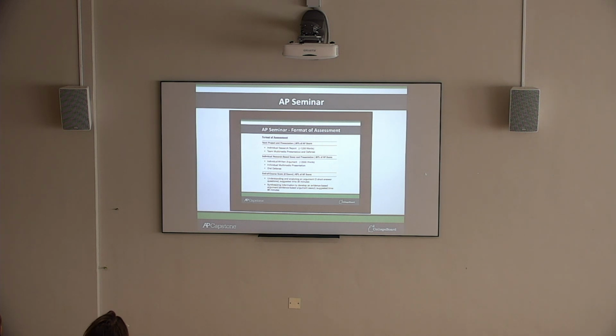which will be taken in May. This year it will be taken in May of 2018, and this is 45% of the AP score. Please note that this is 45% of the AP score, which means that tasks 1 and 2 make up 55% of the score. In the end of course exam, students will be assessed on understanding and analyzing an argument.